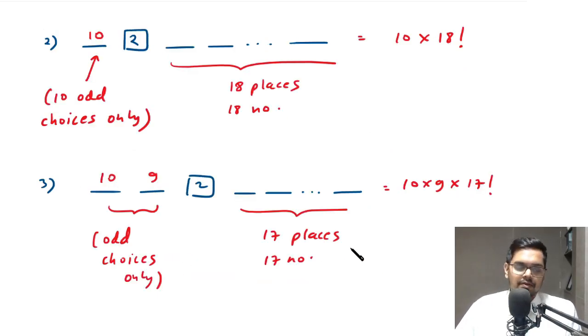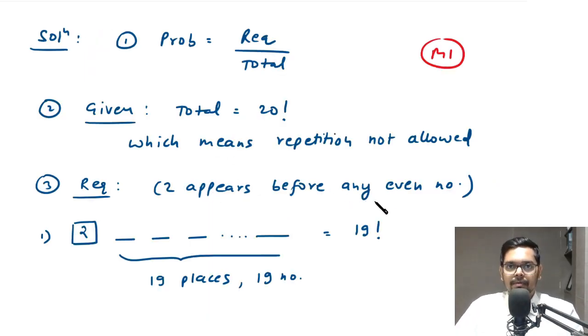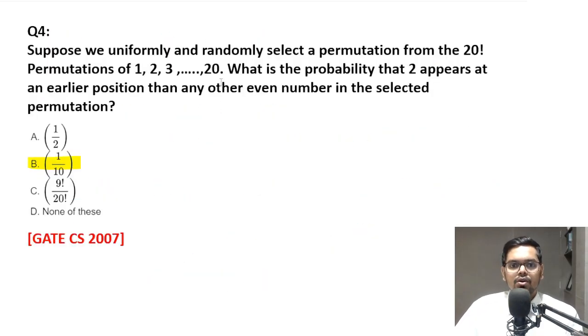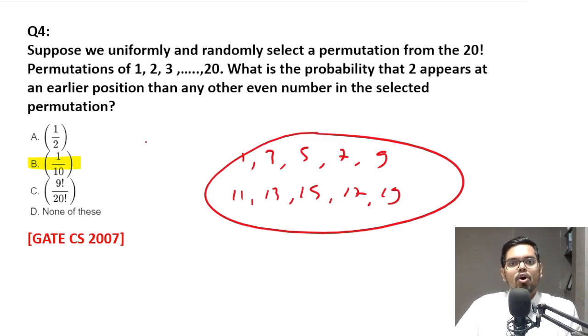Coming to the second case, where 2 is taking the second position. So an even number cannot come here. If an even number came here, this criterion won't be satisfied. So an even number should not come before. Then who will come before? Odd numbers only. But in 1 to 20, how many odd numbers are there? You can do it manually and count, but if you know 10, it's well and good. Otherwise, you can say 1, 3, 5, 7, 9, and then 11, 13, 15, 17, 19. Okay, so in total we have 10 odd numbers.